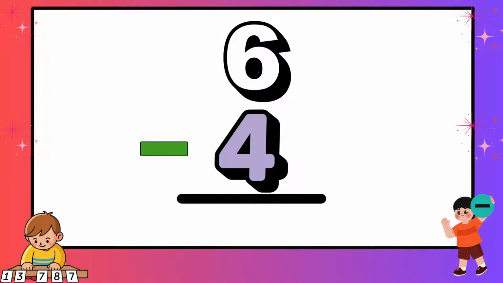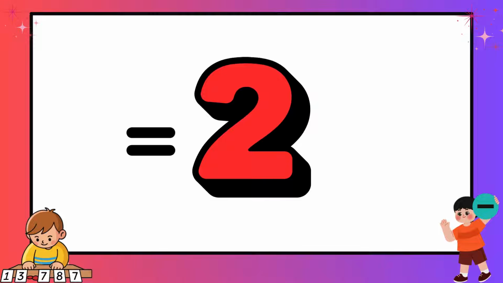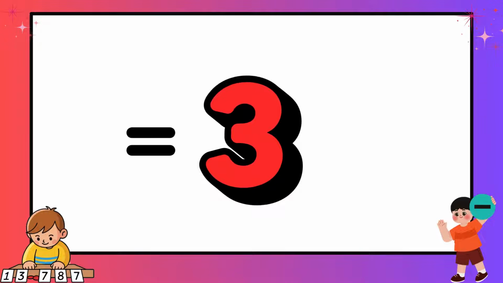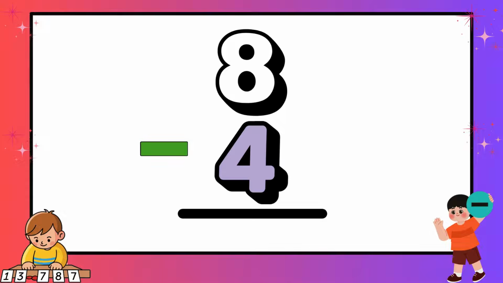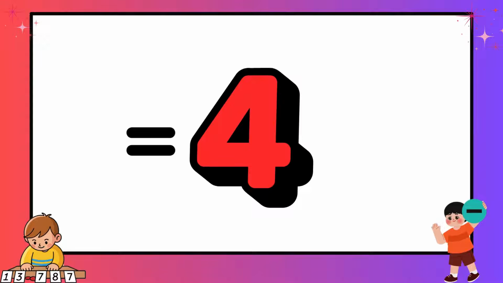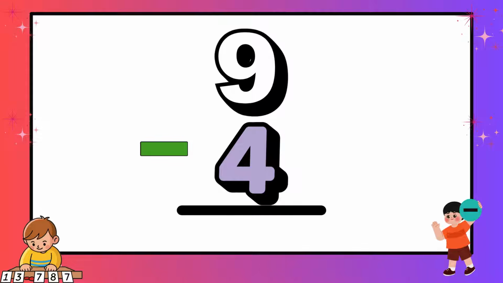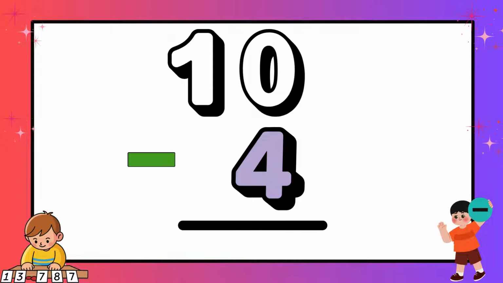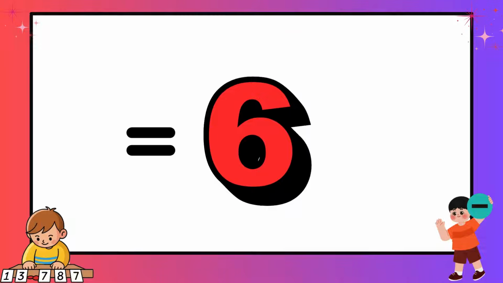Then, 6 minus 4 equals 2. After that, 7 minus 4 equals 3. Now, 8 minus 4 equals 4. Moving on, 9 minus 4 equals 5. Continuing, 10 minus 4 equals 6.